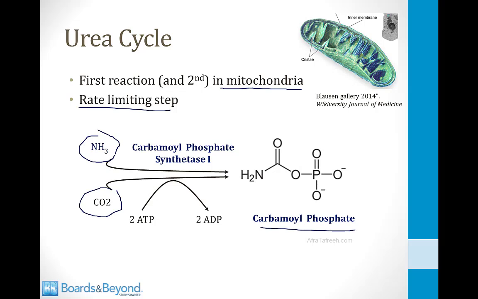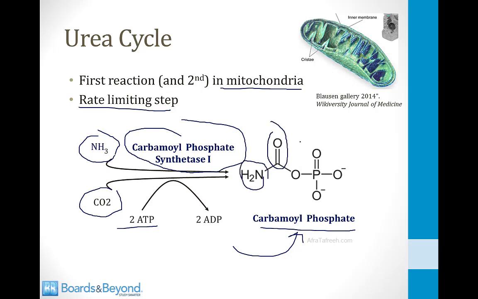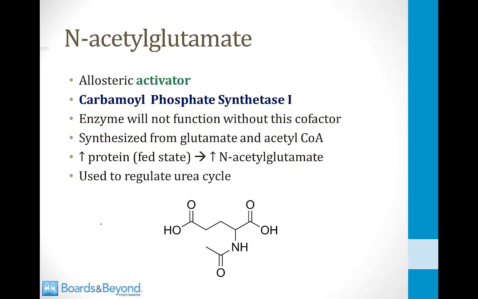This step is catalyzed by an enzyme called carbamoyl phosphate synthetase 1. It involves two molecules of ATP, and the result is a molecule of carbamoyl phosphate, which has the carbon dioxide here, the ammonia here, and one of the phosphates from ATP added on here to the molecule. This first step has a very important activator called N-acetylglutamate. N-acetylglutamate is an allosteric activator of the enzyme carbamoyl phosphate synthetase 1. The enzyme will not function without this cofactor present.